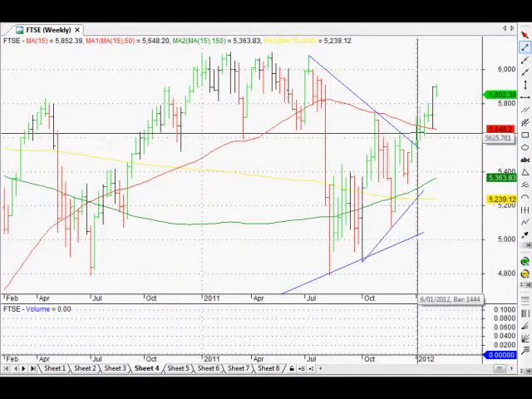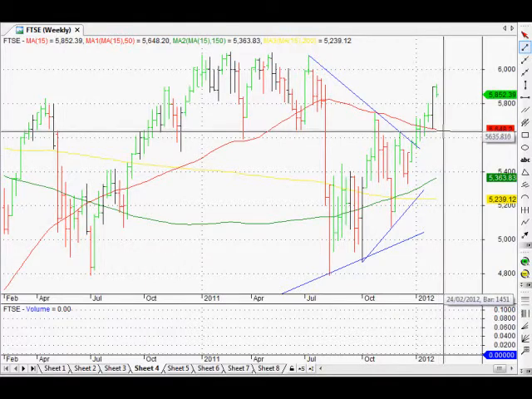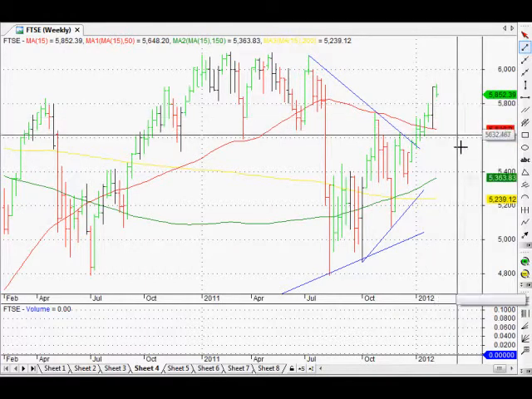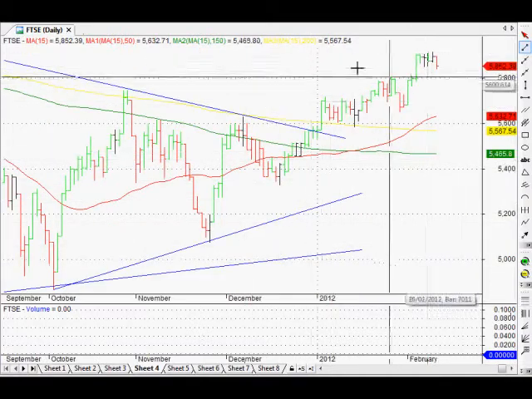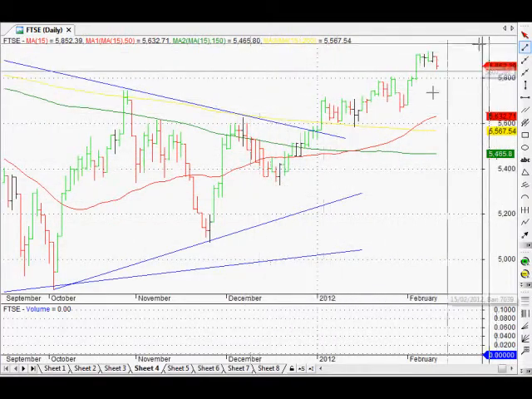As you can see, we got that little zigzag up, happy days. That happened probably about nearly 2 months ago, about a month and a half ago now. And yes, the market has been heading up. Here's a daily chart again. The market has been heading up since then.